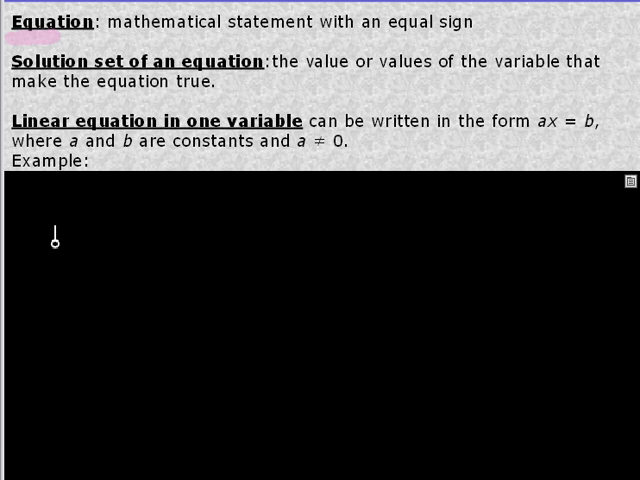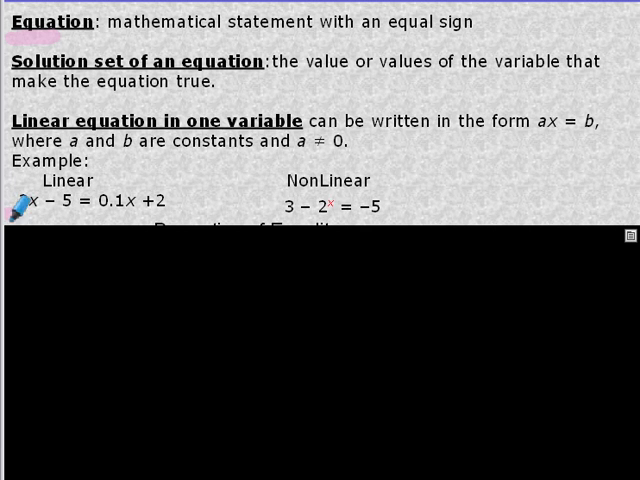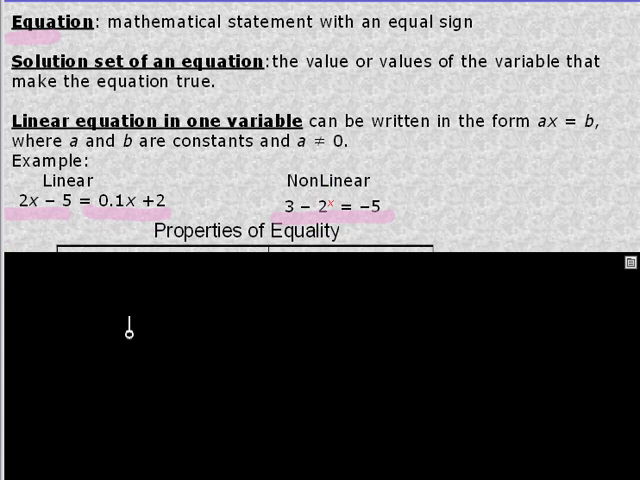All right, a linear equation of one variable can be written in the form ax = b, where a and b are constants and a is not equal to 0. So for example, here's one: 2x - 5 = 0.1x + 2. Notice there's only one variable, there's no y. There's just an x without an exponent. Here, nonlinear: there's an x, but it has an exponent, so this is not a linear equation.